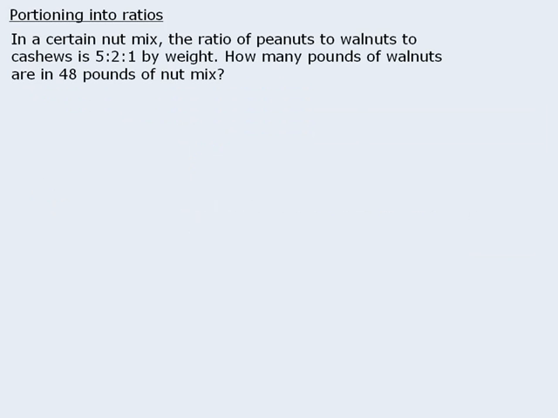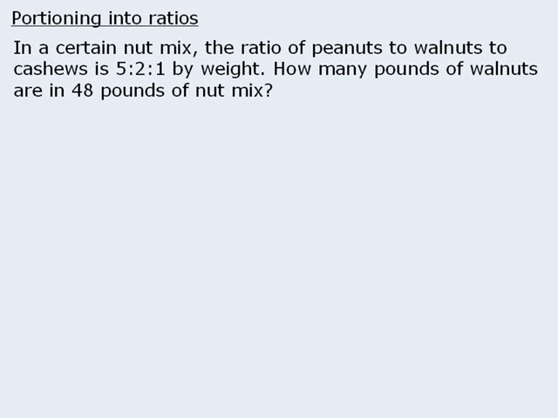Okay, let's try one more question, and then we will generalize the results. In this question, we have a certain nut mix where the ratio of peanuts to walnuts to cashews is 5 to 2 to 1. Our task is to determine how many pounds of walnuts there are in 48 pounds of nut mix. Now notice that our ratio has 3 terms. This is no different from ratios with 2 terms.